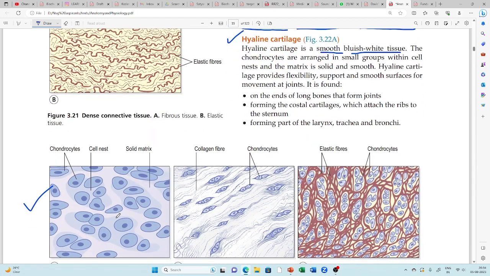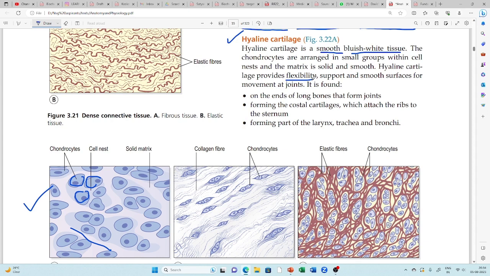Here you can see the chondrocytes in the hyaline cartilage arranged in groups. We can see some groups of chondrocytes in between, and the solid matrix. Hyaline cartilage provides flexibility, that means we can bend and fold it and nothing will happen. It also supports and provides smooth surfaces for movement at joints.